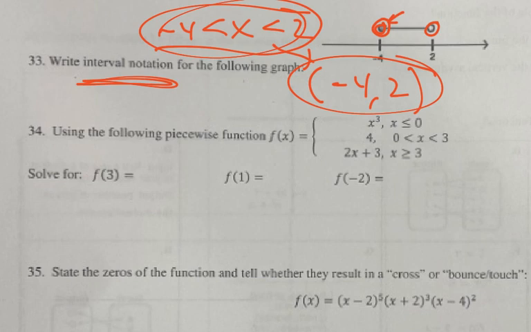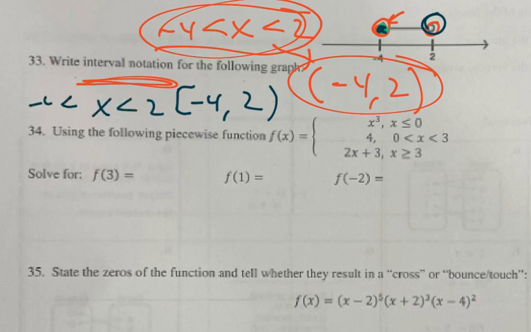Now, what happens if that's a solid dot right there? If that's a solid dot, then I'm going to do square bracket negative 4 to 2, right? That is still an open circle for sure. And this means x is between 2 and negative 4, but the solid dot means it also could equal 2. And that's what we symbolize with that bracket.